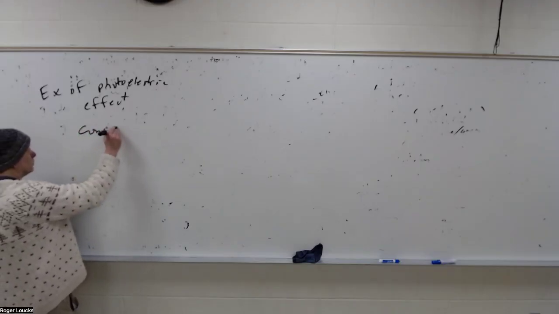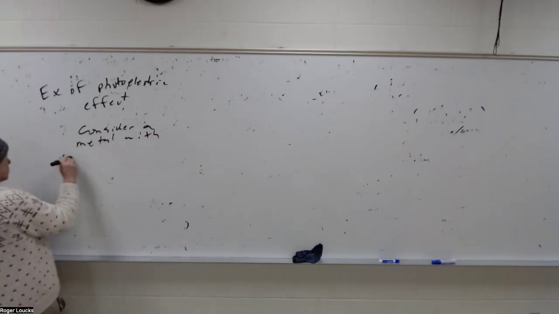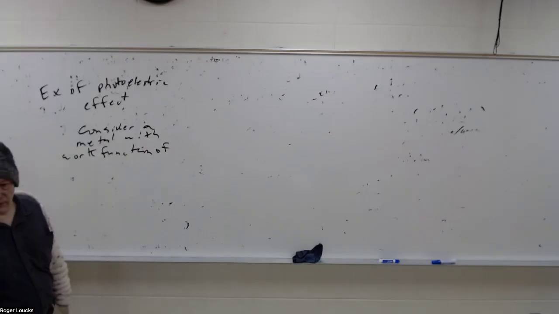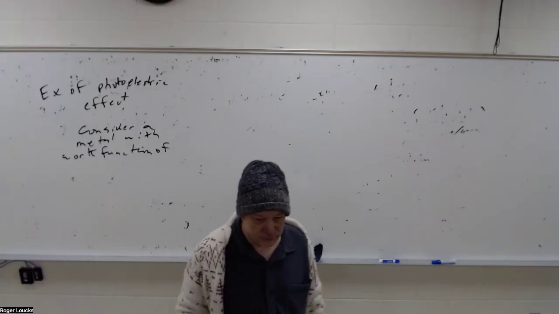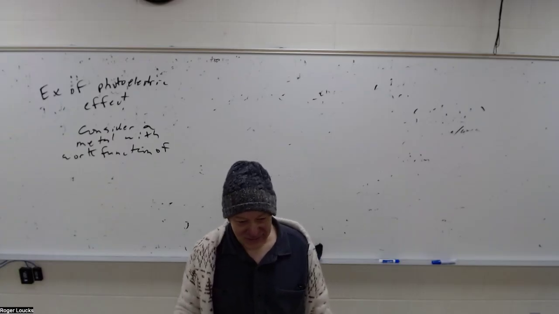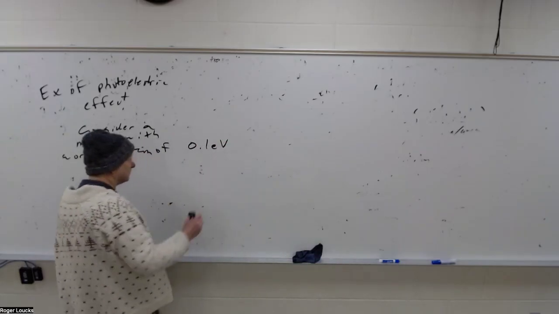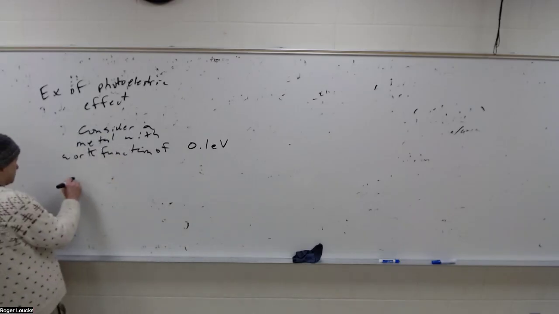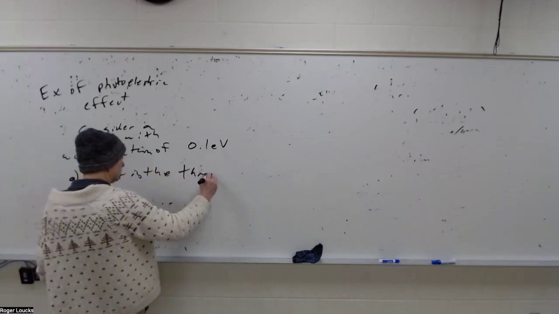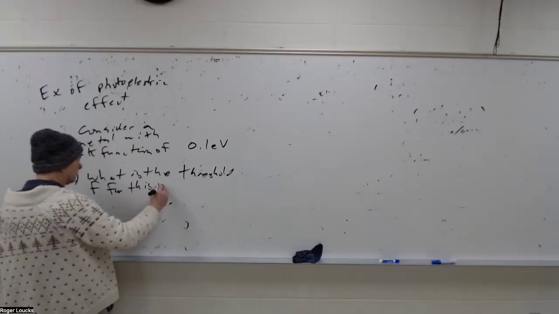So consider a metal with a work function of, give me a work function. 0.4 electron volts. Is that what's from the homework? Maybe. Okay. And so let's say 0.1. Part A. What is the threshold frequency for this metal?